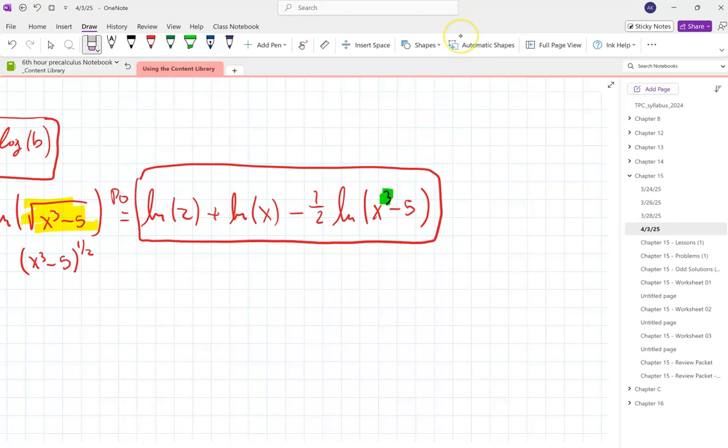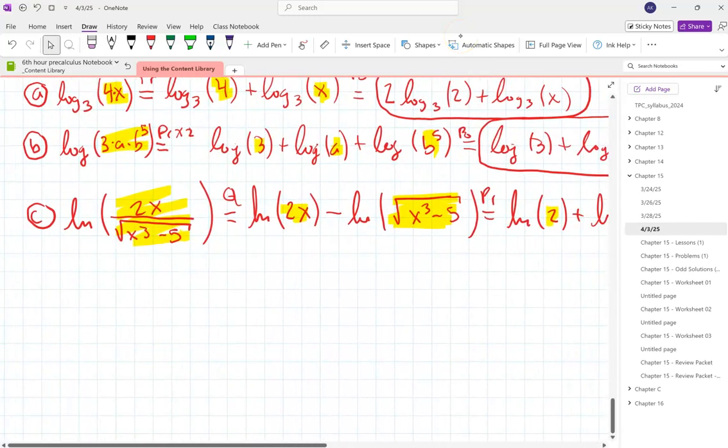Good. How do you guys feel about these expanding problems? No big deal? For the most part, usually once you get this, once you got it, you got it. It's not too bad. We're going to do a couple of condensing problems, and then I'm done.